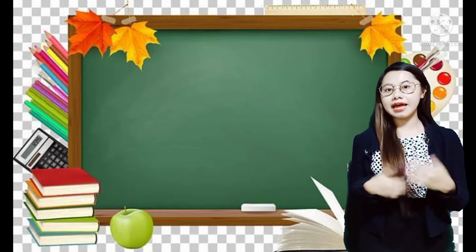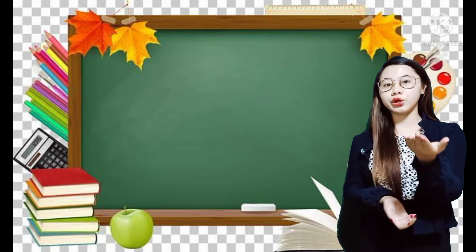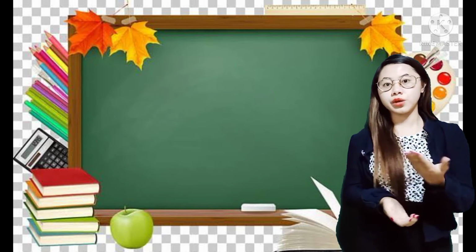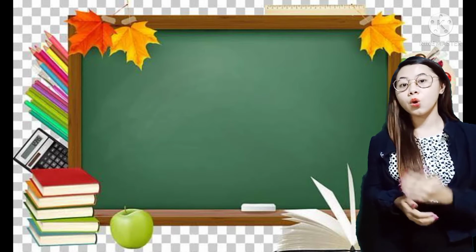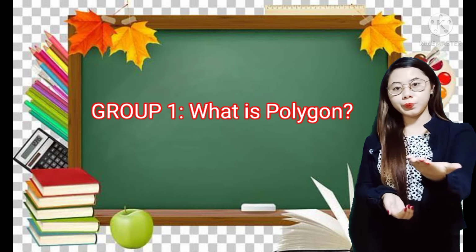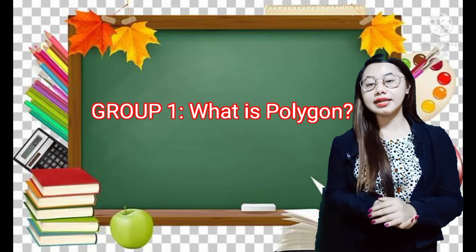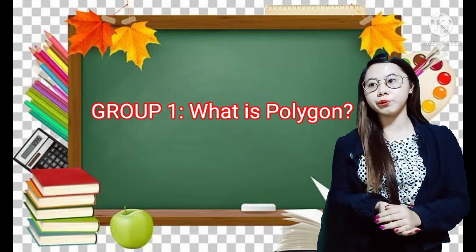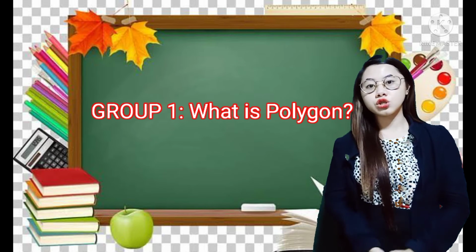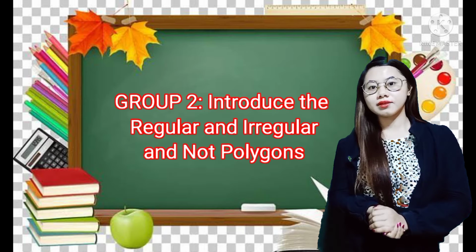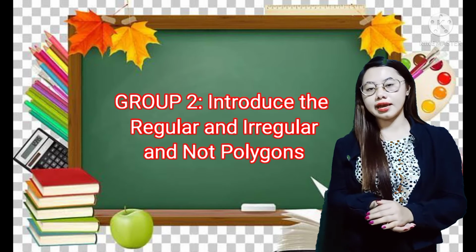Now we will have an activity, so we are grouping you into 4. This is group 1, group 2, group 3, and group 4. Each group has a question. The first question, for group 1, is: what is a polygon? Okay, very good. A polygon is any 2D shape that has 3 or more enclosed straight sides and angles. The question for group 2 is: introduce regular, irregular, and non-polygons.